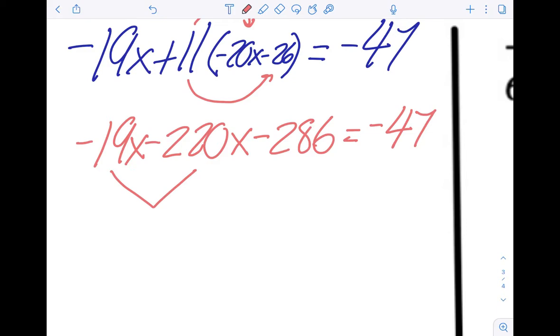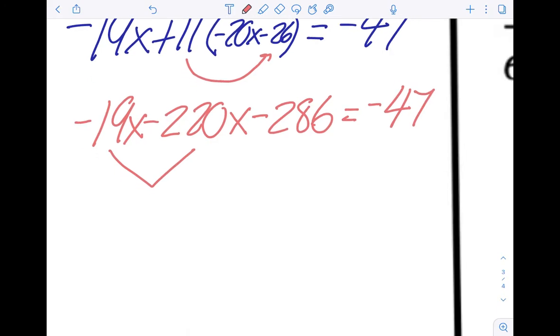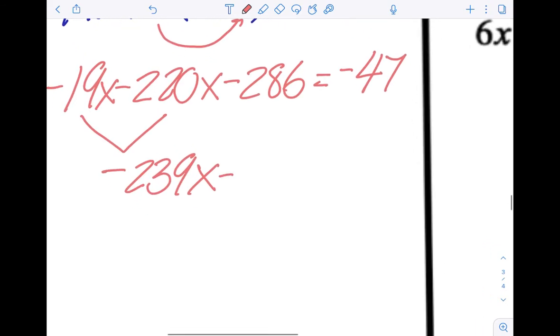So negative 19 and a negative 220 is a negative 239x. And I still have my minus 286, and I have my negative 47.